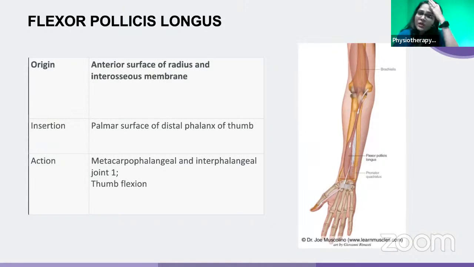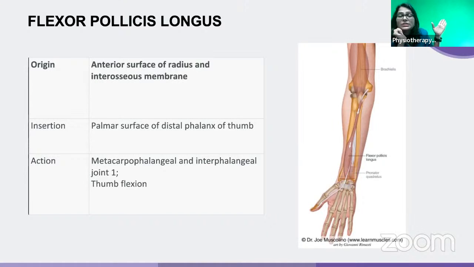So flexor pollicis longus takes the origin from the anterior surface of the radius because it is on the radius side. This is the radial side, and this is the ulnar side. So on the radial side, it is taking the origin. It gets inserted into the distal phalanx of the thumb, this part of the thumb. When this contracts, it will cause flexion.